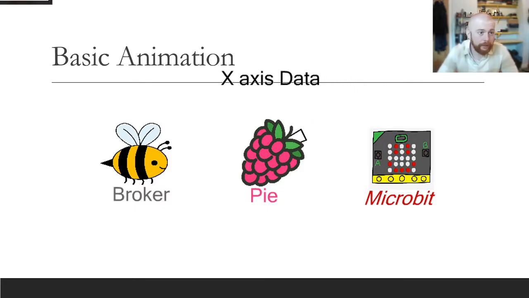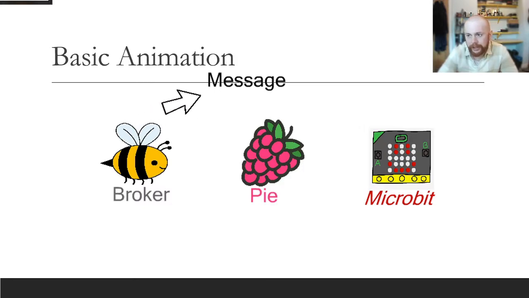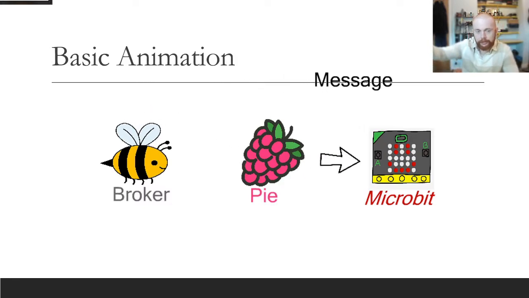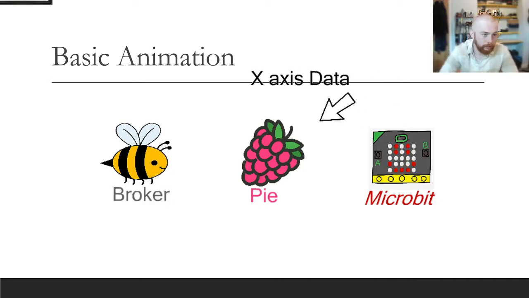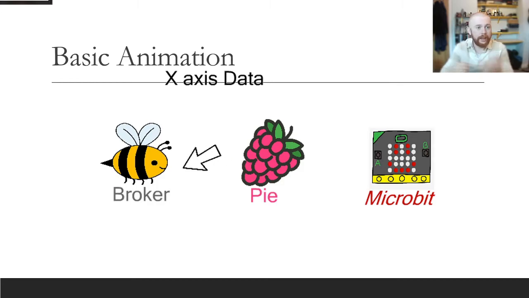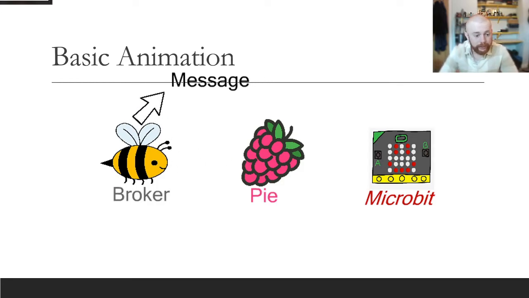This is just a basic animation I did in Adobe Animate to very basically illustrate what's going on. The message is being sent over the internet from the broker to the Pi, sending that information through Bluetooth to the microbit, and it sets off LEDs.